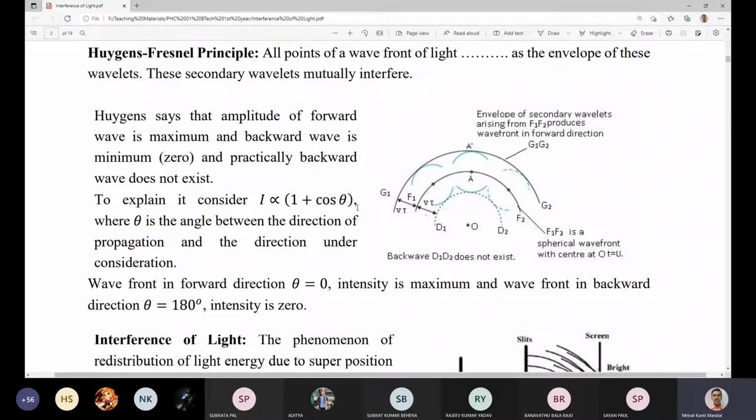That is the maximum. Now if we consider the direction of propagation in this direction, and the direction of consideration is opposite, suppose this backward direction, then theta equals 180 degrees. So cos 180 gives you 0, and the intensity is 0. So that can be explained with the intensity distribution in the interference pattern, right? We observe this type of term present in the intensity expression, right? So that indicates the existence of the forward wave, but there is no existence of the backward wave, right?